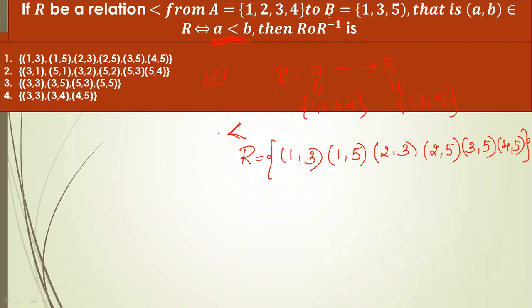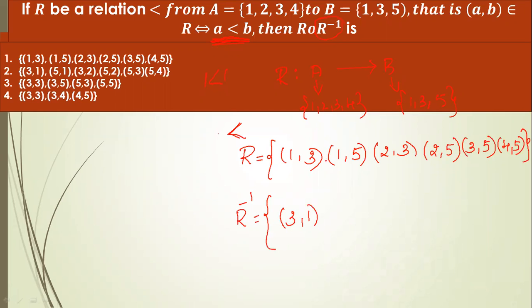But you can see something different here. R inverse. What is R inverse? R inverse means the ordered pairs you got in R, you have to write them reversed. What is the first element? 1 comma 3. Correct? The first element is 1 comma 3. What is the reverse of that? It is 3 comma 1.